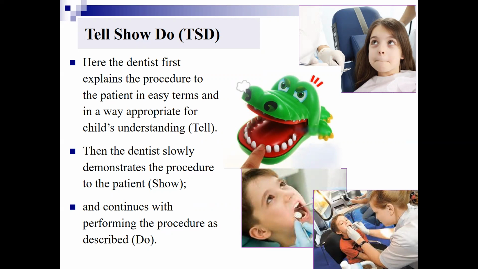Firstly, the dentist explains the procedure to the patient in easy terms, euphemisms as you remember we use, and in a way appropriate for the child's understanding, depending on child age. It's called tell. Next step, show. The dentist slowly demonstrates the procedure to the patient. And the last step, continue the procedure as described before. Do.